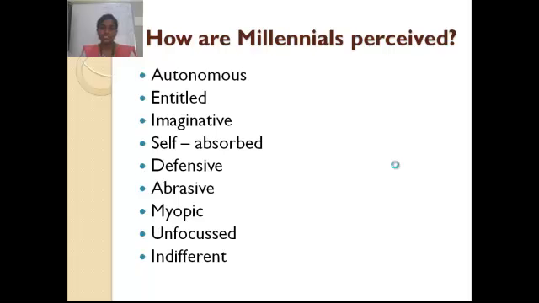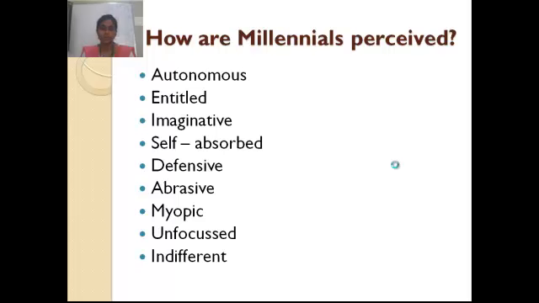Now, millennials are generally perceived as being autonomous, entitled, imaginative, self-absorbed, defensive, abrasive, myopic, unfocused, and indifferent. Now, what do these all words mean? Actually, these terms are derived from the book Managing the Millennials: Discover the Core Competencies. I have given the reference at the end of the slide. And each of these words is used to characterize millennials. These words were actually given by managers who manage millennials at the workplace.